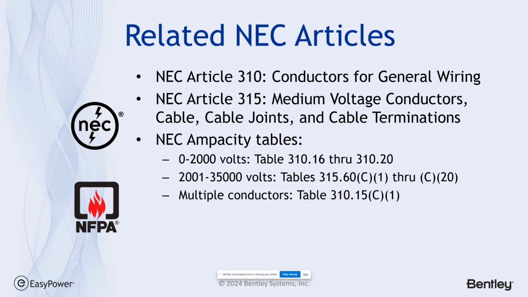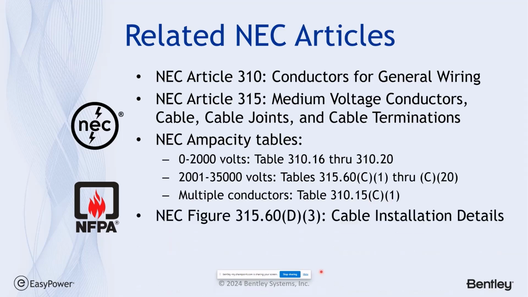We also reference derating for multiple conductor installations, such as those commonly found in cable trays. The software references derating values that you can locate in table 310.15C1. Lastly, within Article 315 as well, there are some cable installation details that EasyPower will also take into account when correcting for common installation types. So these are going to be demonstrated on the next few slides.